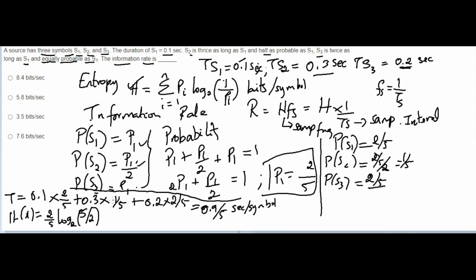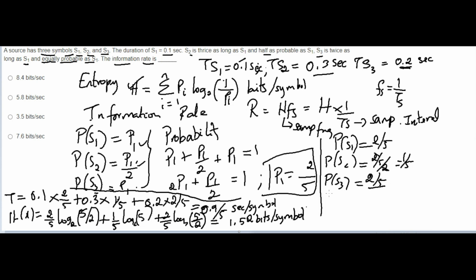And on the next one, plus, the next probability is 1 by 5. So 1 by 5 into the same log 2 of the inverse of 1 by 5, that is 5. And the next probability is the same 2 by 5, so 2 by 5 into log 2 of the inverse of 2 by 5, which is 5 by 2. You just swap numerator and denominator. If you take the calculator and do the complete log calculation, you get the answer as 1.52 bits per symbol.